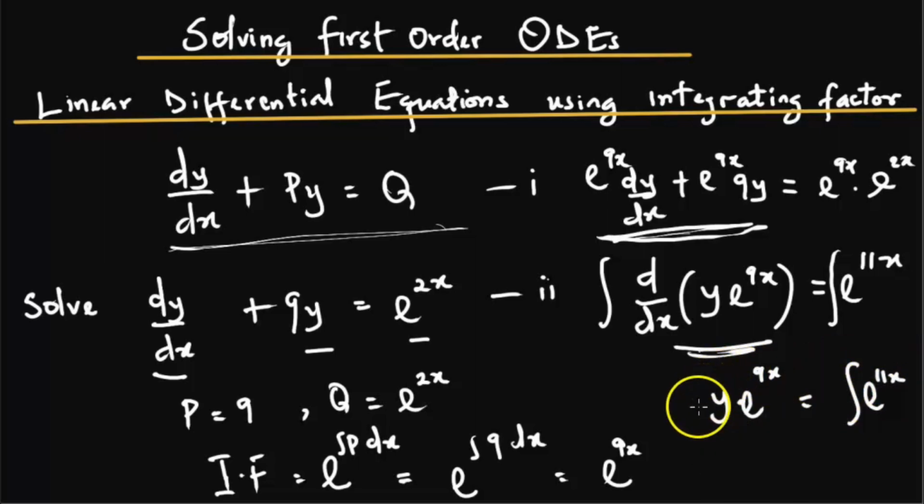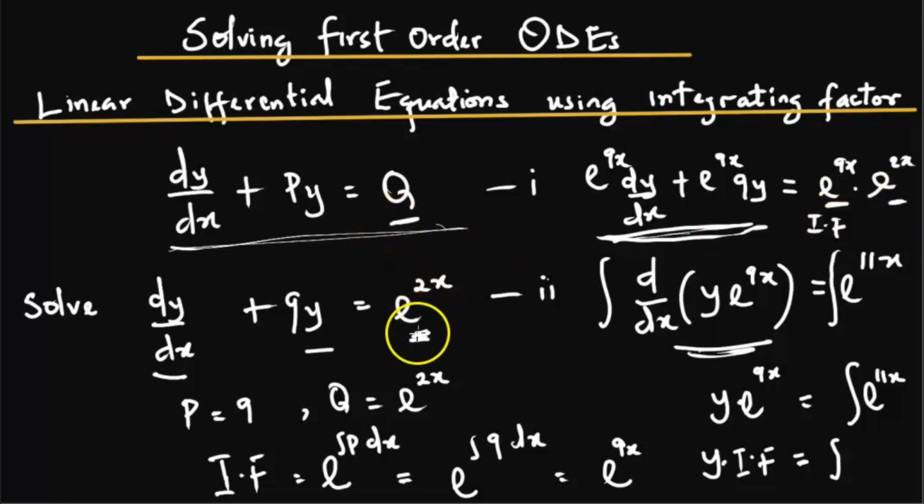So from here, I can derive a formula and say y times the integrating factor is equal to the integral of, what makes up e^(11x)? e^(9x) is our integrating factor. e^(2x) is what? q. So we have the integral of the integrating factor multiplied by q.